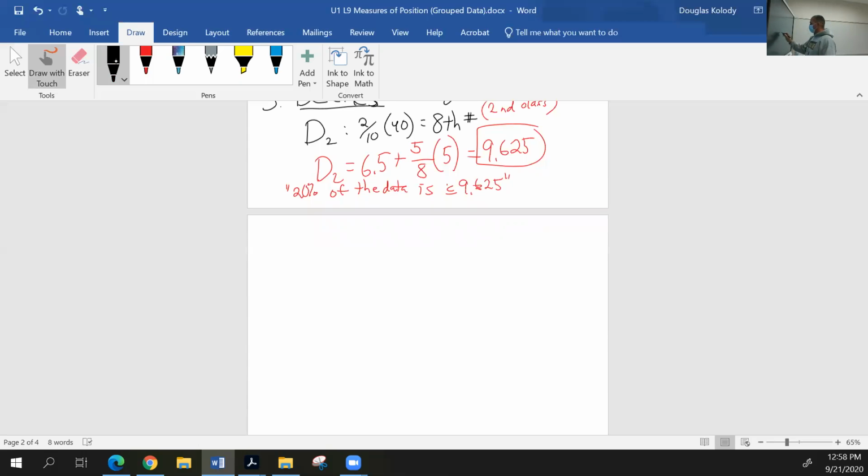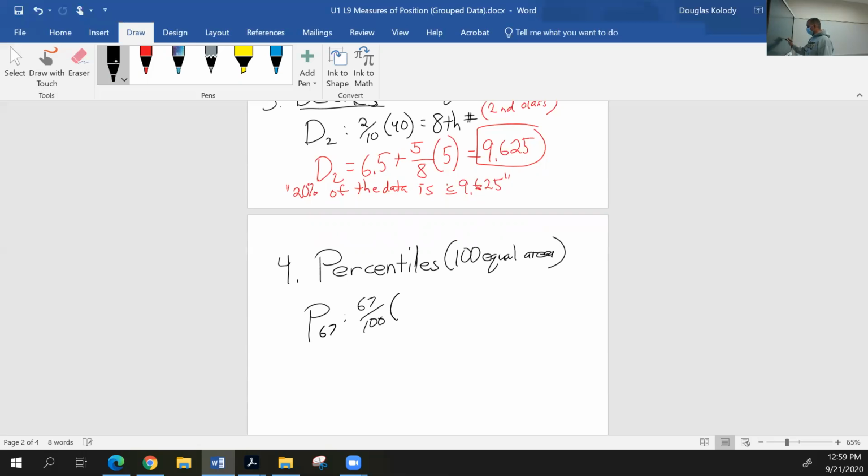Last example. It's the percentiles. And it's 100 equal areas. It's still P1 through P99. Let's finish class by finding the 67th percentile. So as a fraction, I'm not even going to reduce that. Well, I can't. It's 67 100ths of the way through 40 numbers. And if you do 67 over 100 times 40, you get 26.8.